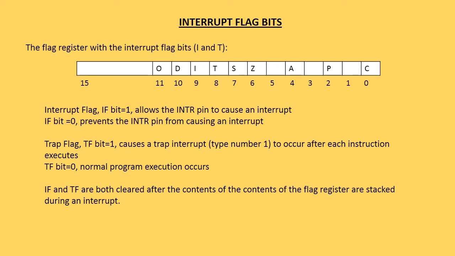Trap flag allows debugging. One major difference between interrupt flag and trap flag is that the interrupt flag is set and cleared by the STI and CLI instructions respectively. However, there are no special instructions to set or clear the trap flag.